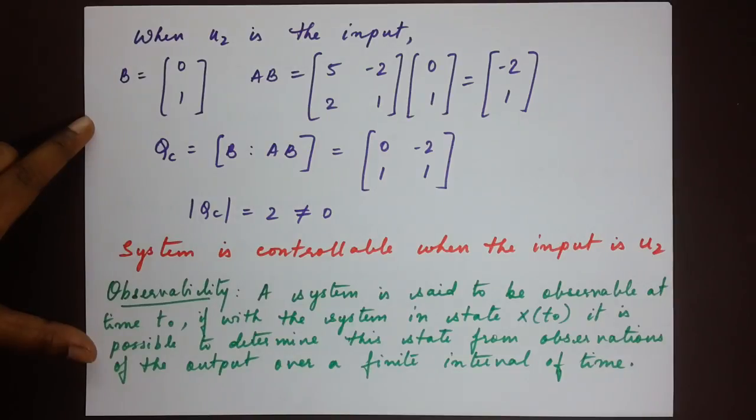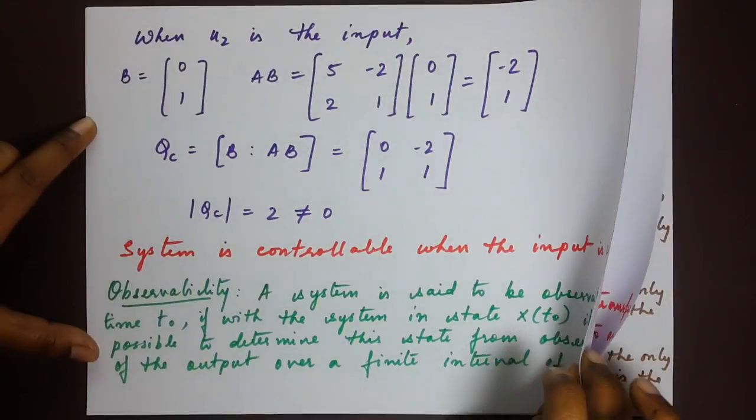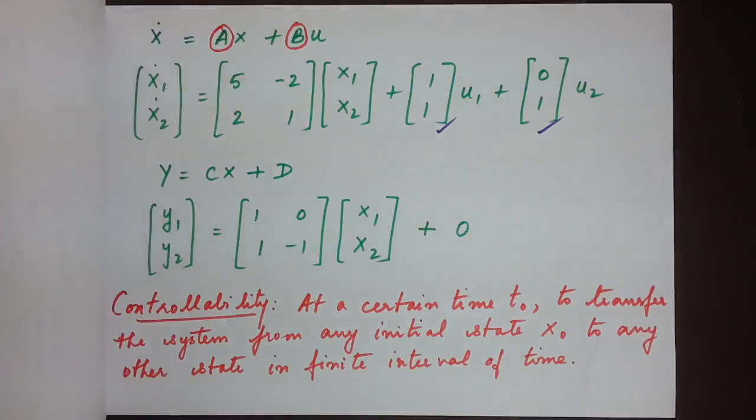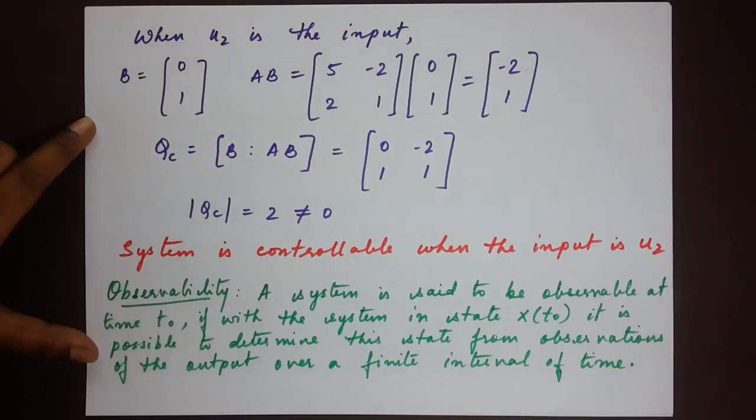Now, in order to check if the system is observable, it depends upon the system matrix A and the output matrix C. So now let's start with the check.